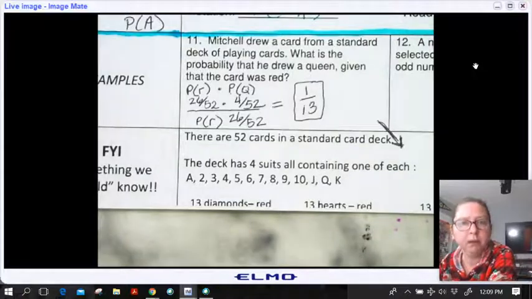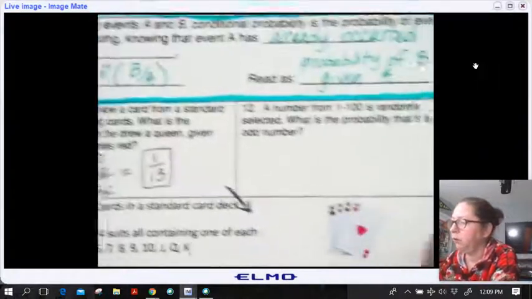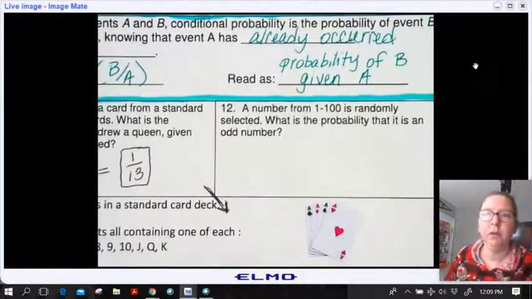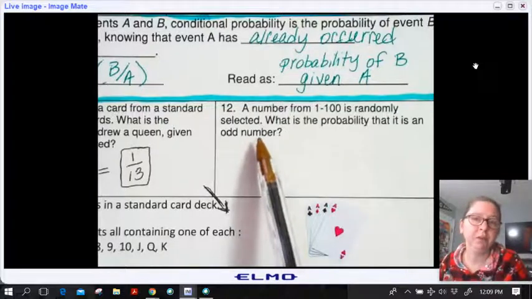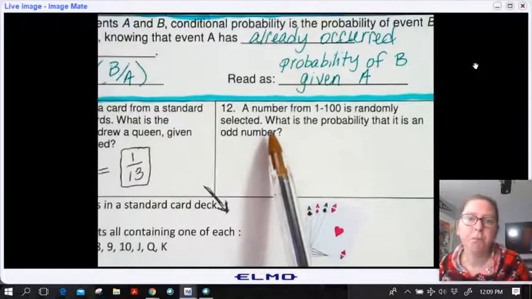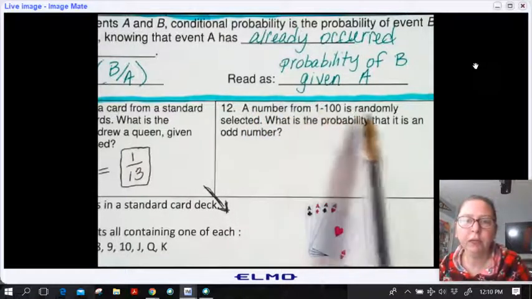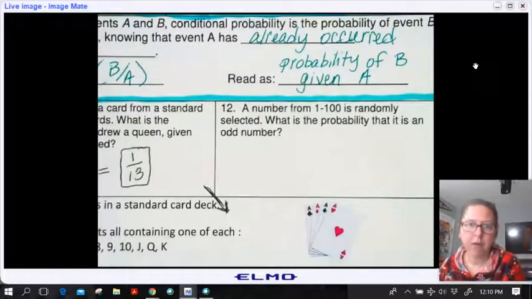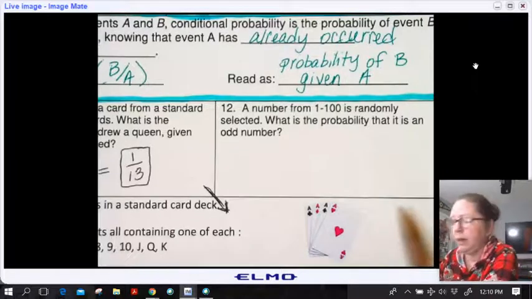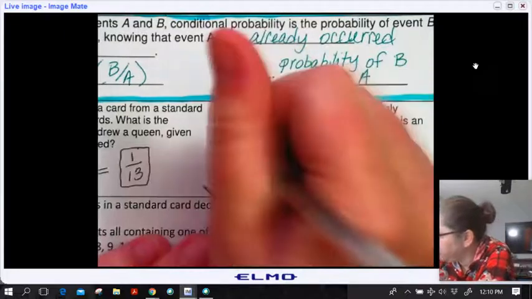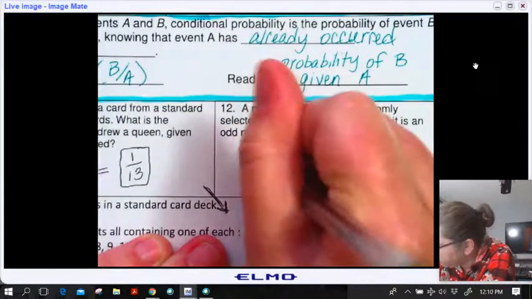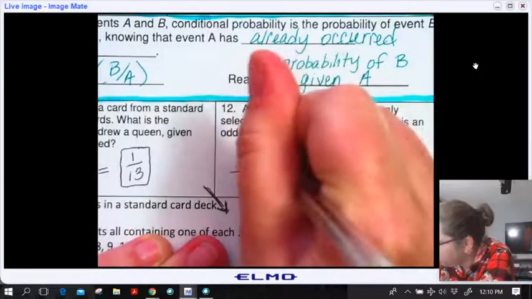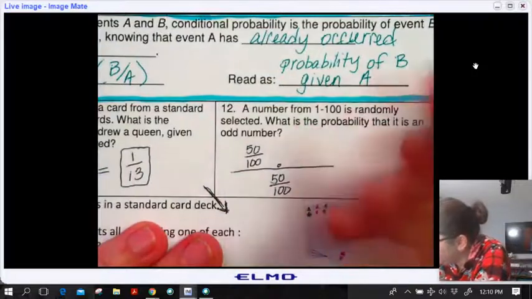All right, let's do one more example like this. One more example. So I want you to kind of notice that given the probability of A is always going to be like the second piece of information that they gave us because A already happened. Okay? So a number from 1 through 100 is randomly selected. Okay, what is the probability that it is an odd number? Okay, so how many odd numbers are there in the numbers 1 through 100? Well, half of them. Okay, so 50 out of 100. So this is an odd number.